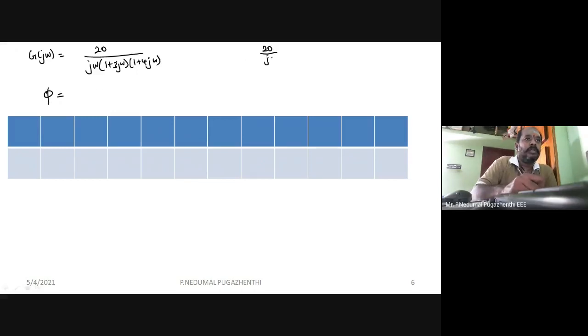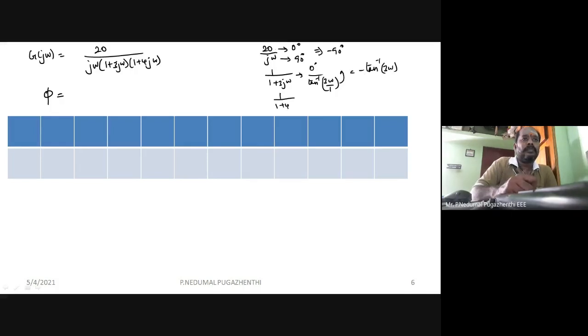For 20 by j omega, the angle is 0 degrees. For j omega, it is 90 degrees. And if you take this 90 upwards, you will get minus 90 degrees. Right. 1 by 1 plus 3 j omega: for that, the numerator has 0 degrees. Denominator, you will have tan inverse of 3 omega divided by 1. If I take it to the numerator, I will have minus tan inverse of 3 omega. Same way, 1 by 1 plus 4 j omega will provide me minus tan inverse of 4 omega.